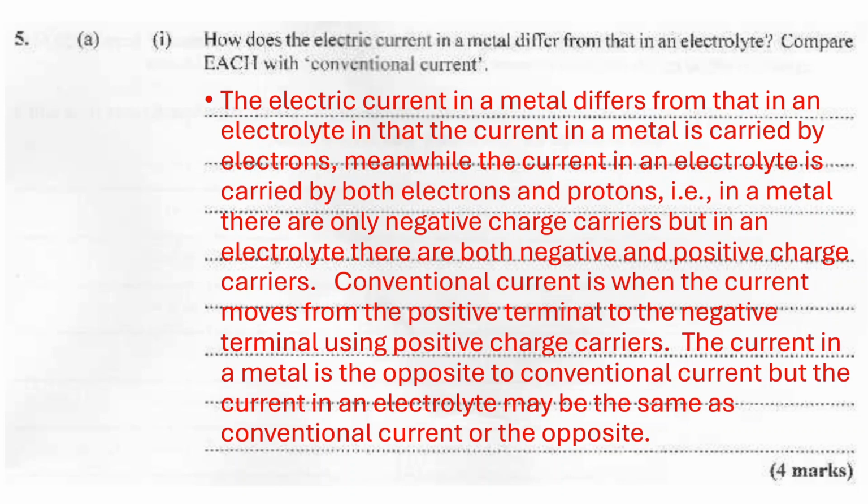Now, conventional current is when the current moves from the positive terminal to the negative terminal using positive charge carriers. So, comparing them, you can say that the current in a metal is opposite to conventional current. But the current in an electrolyte may be the same as conventional current, and it could also be the opposite.